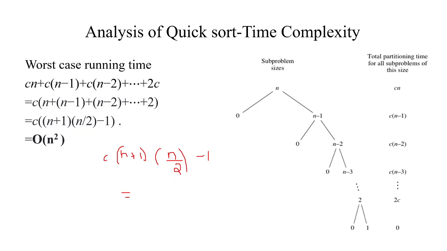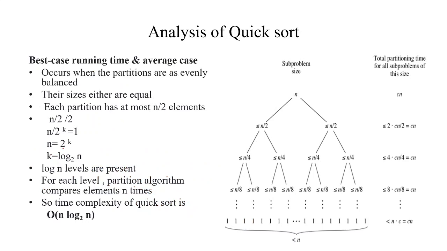Let us say c is a constant, so we'll neglect c. If you multiply this, you'll get n into n, which is n square by 2, plus n by 2. Let us neglect minus 1. So we can see that the value is big O of n square. So the worst case time complexity is big O of n square.